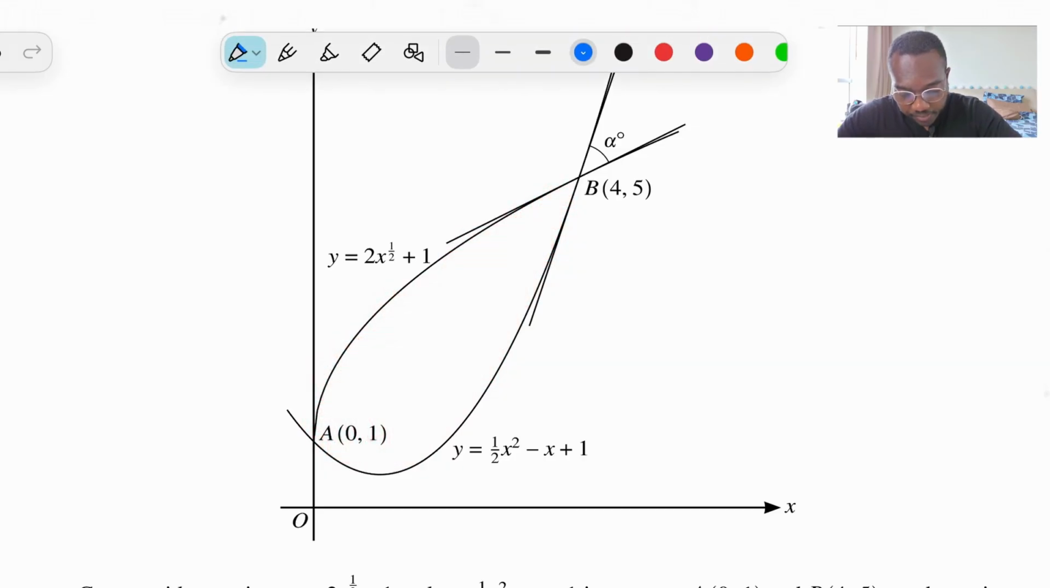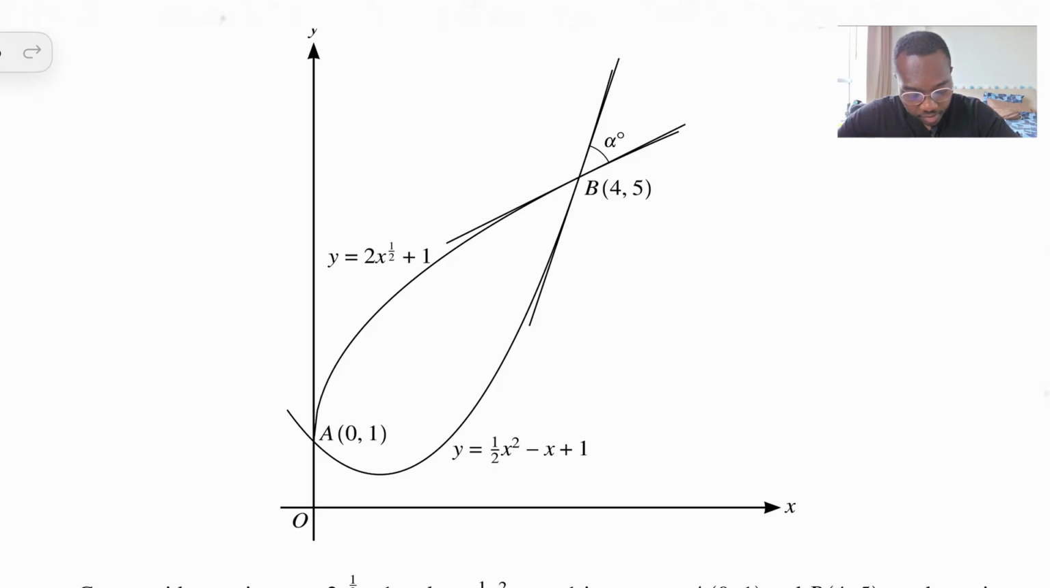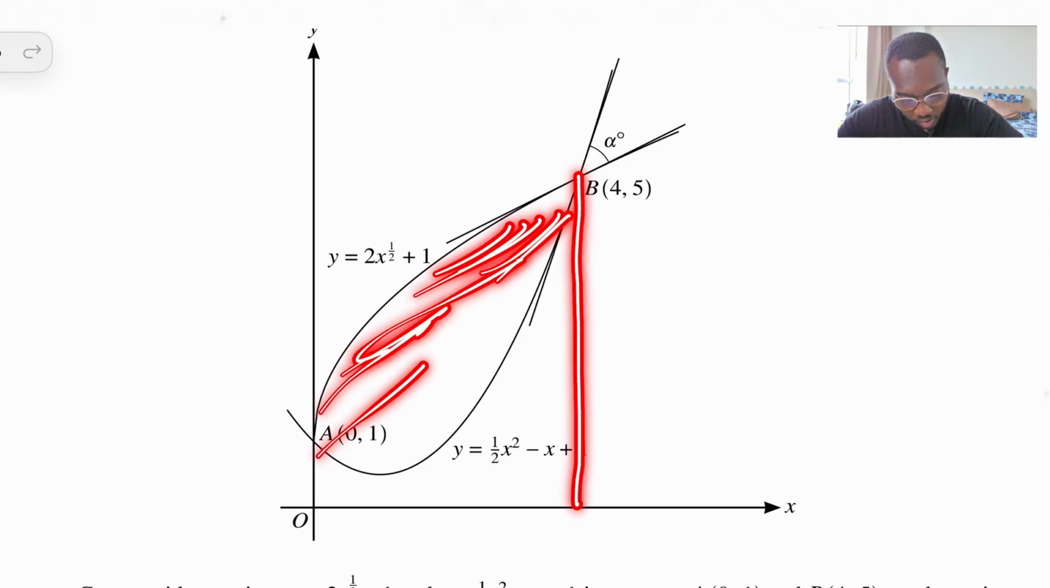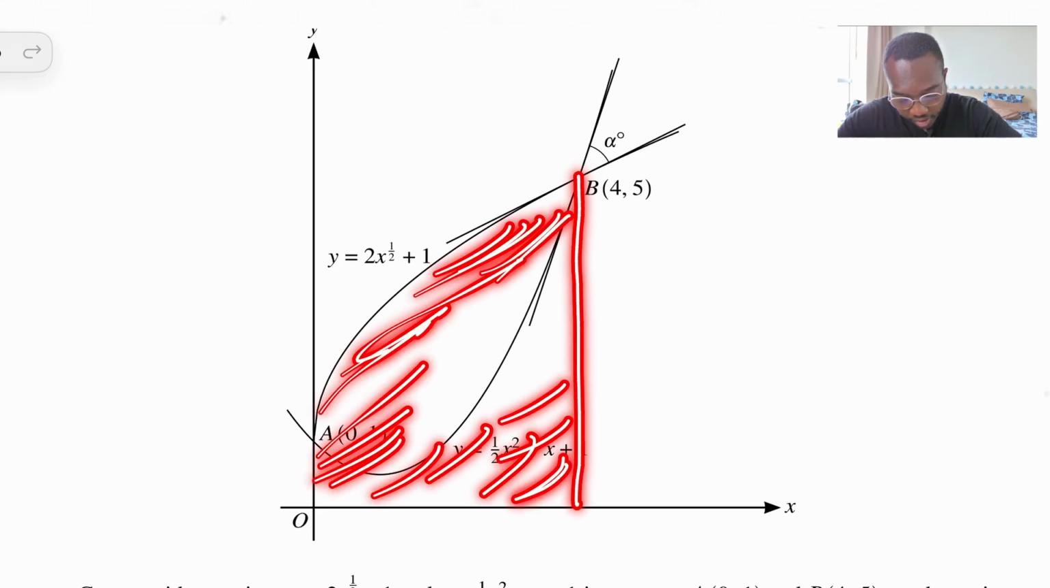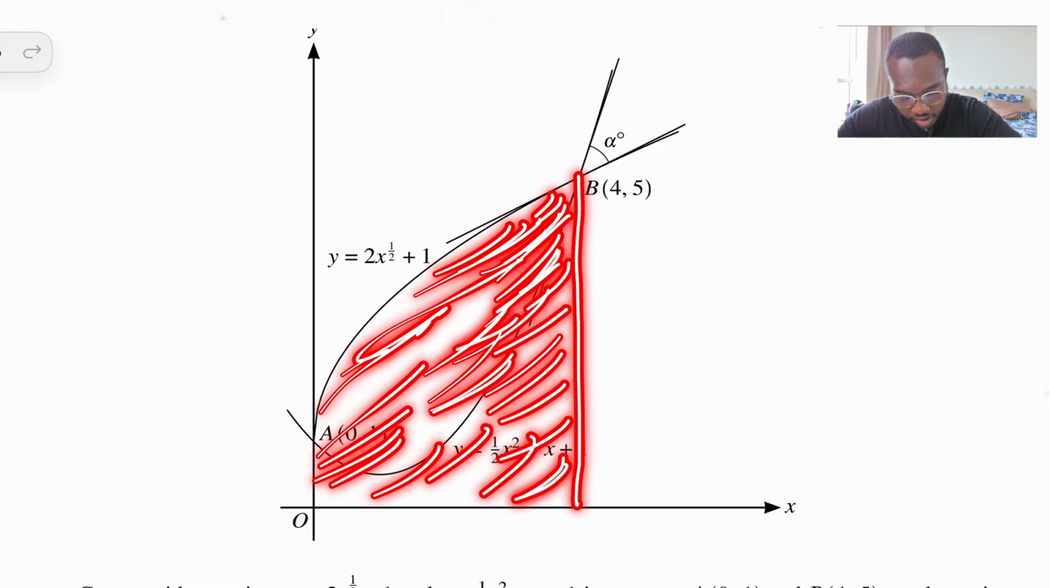Well, effectively, if we think about this top line here, so this 2x to the half plus 1. Now it intersects at 0, and then it has 4, right? So if I just draw the line here, then for that top one, all of this would be the area under the curve. So if we use integration, it would give us all of this, right?